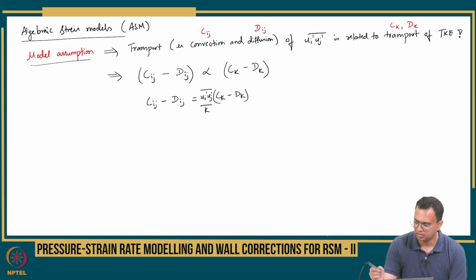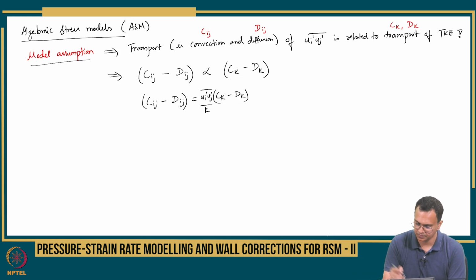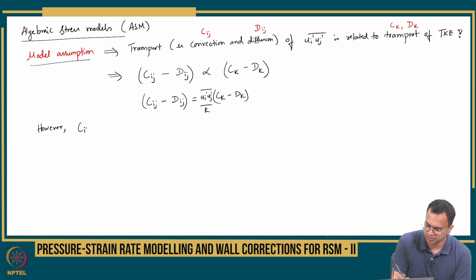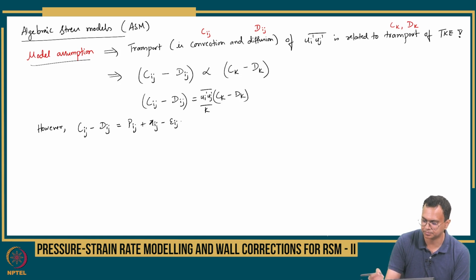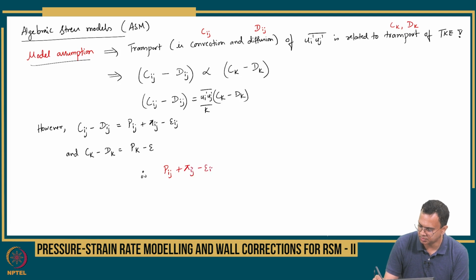So therefore, now I can express this Cij minus Dij as what it is related to on the right hand side of those equations, right. However, Cij minus Dij, what is this related to on its right hand side? I have Pij, the production rate term, I have the pi ij term, and then epsilon ij. And the Ck minus Dk term is equal to Pk minus epsilon. So therefore I can say that Pij plus pi ij minus epsilon ij is equal to ui prime uj prime average by k times Pk minus epsilon. So this is your algebraic expression.